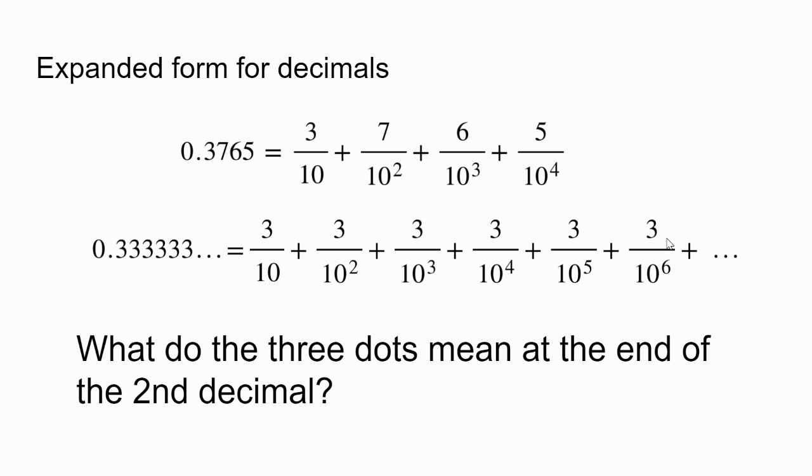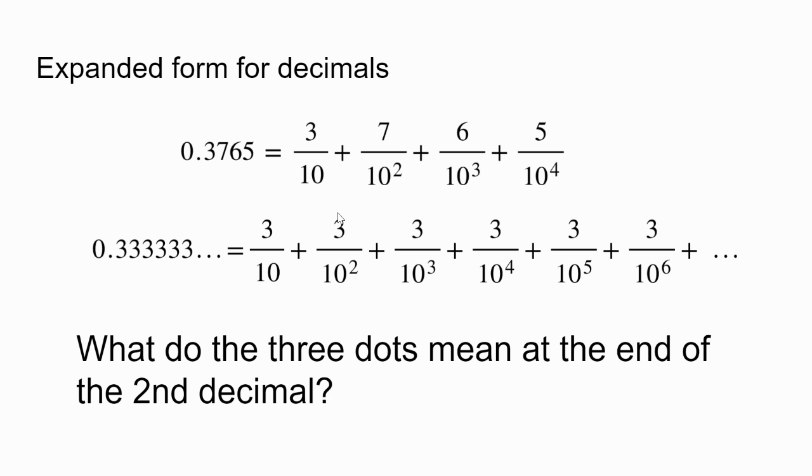All right. So decimals are like regular numbers. We can have an expanded form. So if I had 3,765, that would be 3,000 plus 700 plus 60 plus 5. So the decimal is the same thing, only it's over the powers of 10.